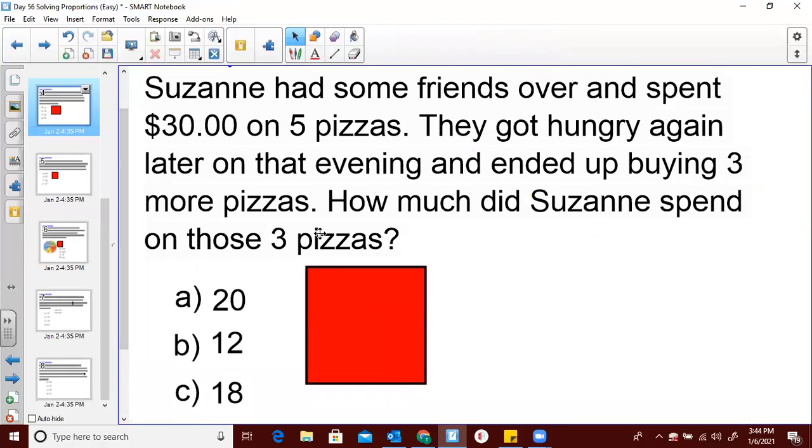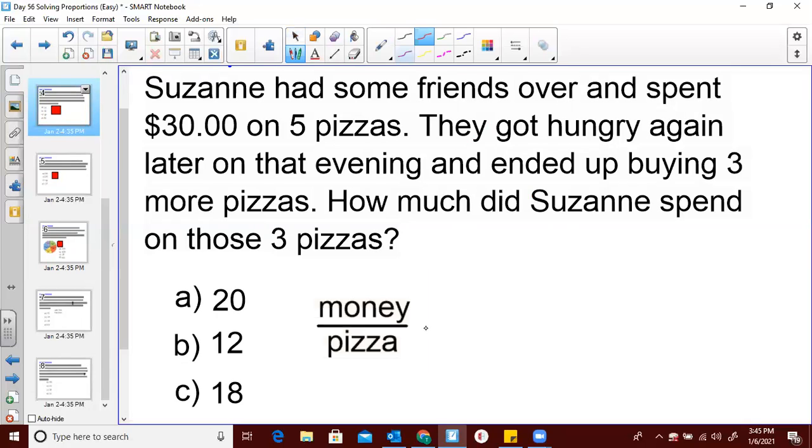So Suzanne had some friends over and spent $30 on 5 pizzas. I hope she had a lot of friends over. That's a lot of pizza. They got hungry again later on in the evening and ended up buying 3 more pizzas. How much did Suzanne spend on those 3 pizzas? That's our question. Well, we're comparing money and pizza. Again, you could flip these. You could have pizza over money if you want, just as long as you're consistent.